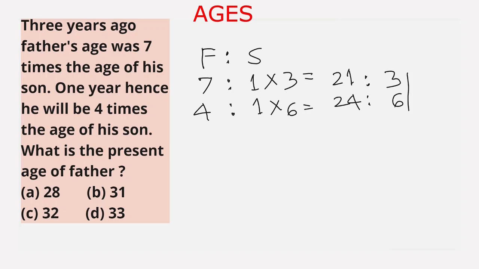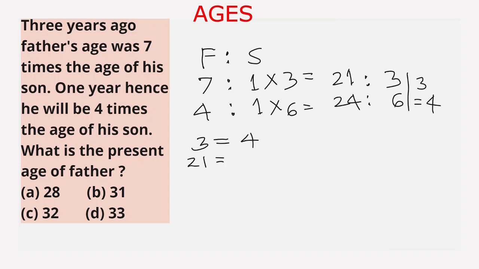So this difference, 3 to 6 or 21 to 24, is 3, and this is equal to 4 years, as 7:1 was 3 years ago and 4:1 is after 1 year. So the total difference is 4 years. So this gives 3 is equal to 4, and we have to find the value of 21, as the father's ratio is 21 in 21:3.